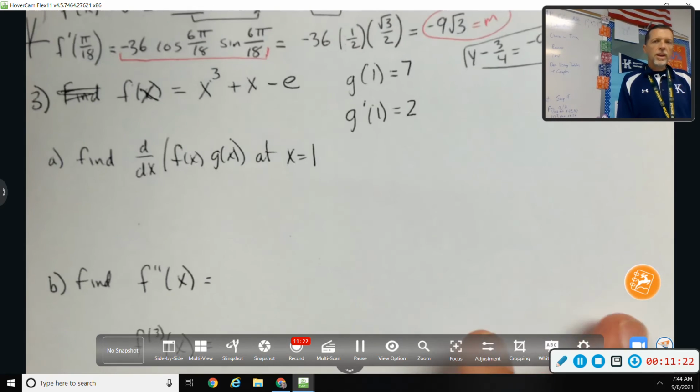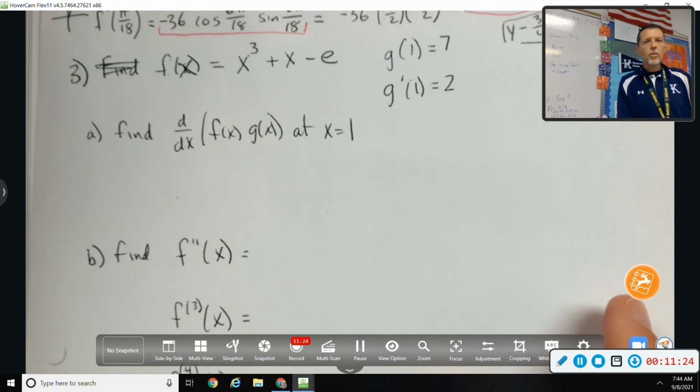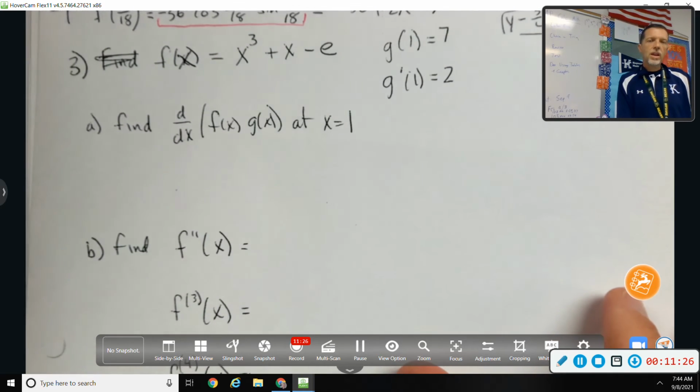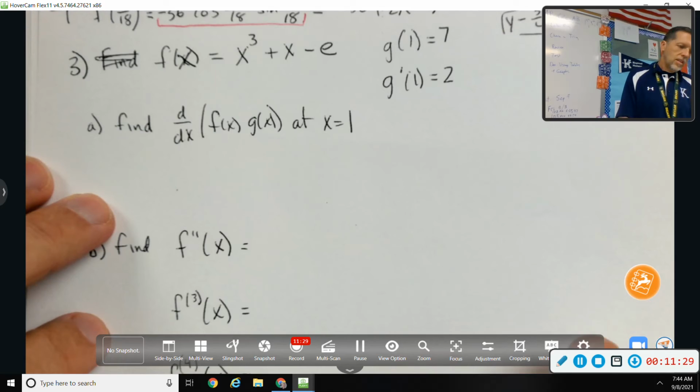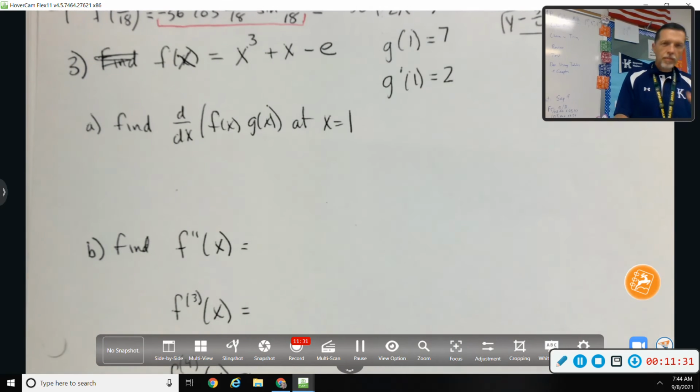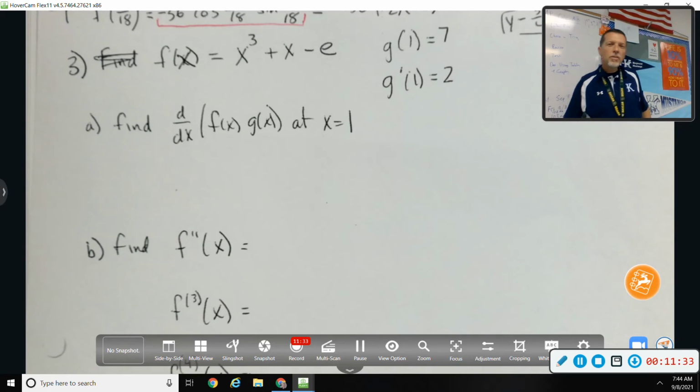Number 3, and final, for the warm-up anyway. It's kind of a unique problem. f of x is x cubed plus x minus e. It's unique because I didn't want to do a ton of warm-ups, but I wanted to cover as many things that were on the test as possible in warm-ups.